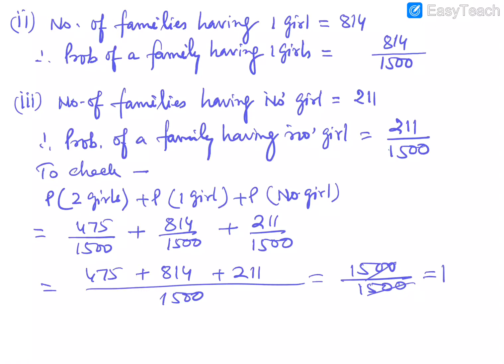Now to check whether the sum of the probabilities of two girls, one girl and no girls is 1. So probability of two girls is 475 by 1500. This is 814 by 1500, and this is 211 by 1500, and their sum is clearly 1.